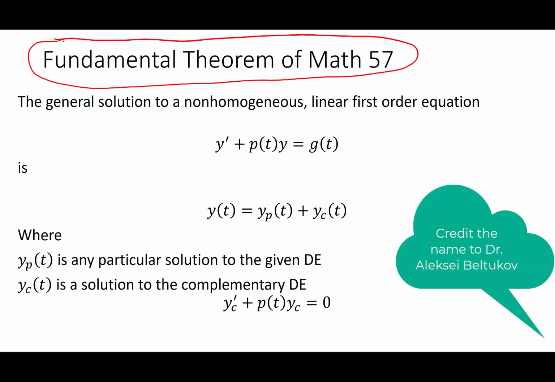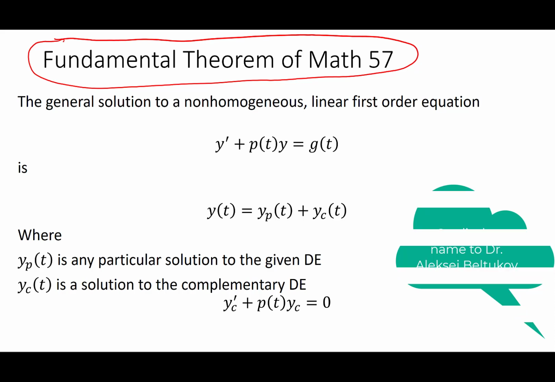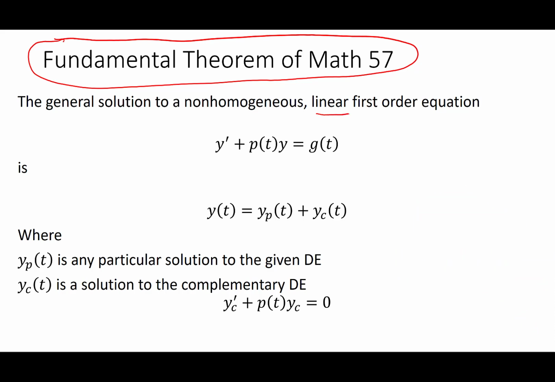The fundamental theorem of Math 57 states that the general solution to a non-homogeneous linear first-order equation, which we already recall can be written in the generic form y prime plus p of t y equals g of t, is a sum of a particular solution and a complementary solution. So y_p is any particular solution to the given DE, that given non-homogeneous equation. We'll be talking in this video about a better way to guess that solution than what we did in class.